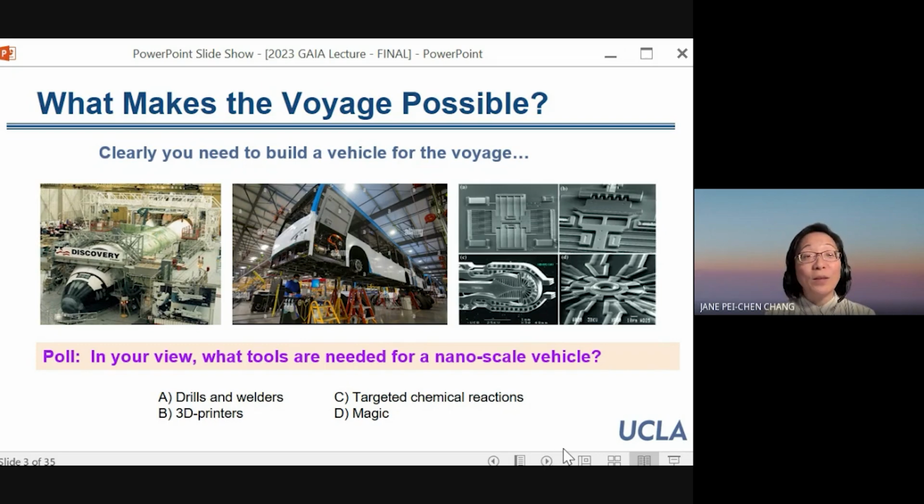Indeed, drills and welders are probably not going to be possible unless we make a drill and a welder that is at a nanoscale. 3D printer is pushing the limit. Large nanometer scale devices people can probably do. Small nanometer scale devices people cannot do. We don't have magic, so it won't be the magic. So yes, this will lead to the emphasis of today's talk, targeted chemical reactions.